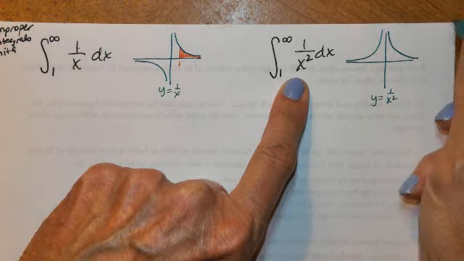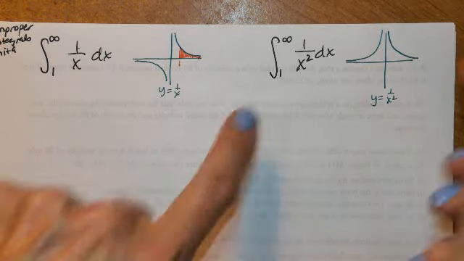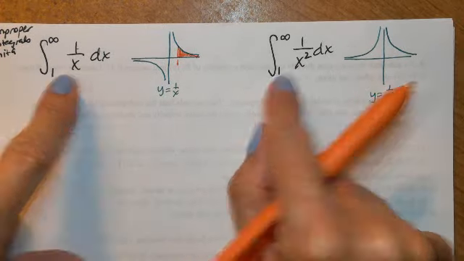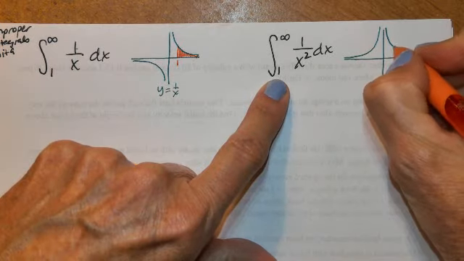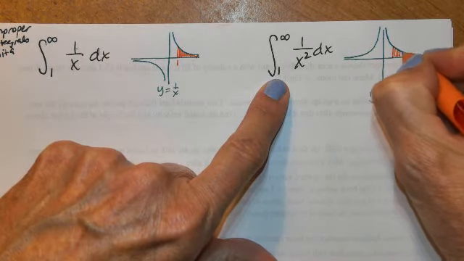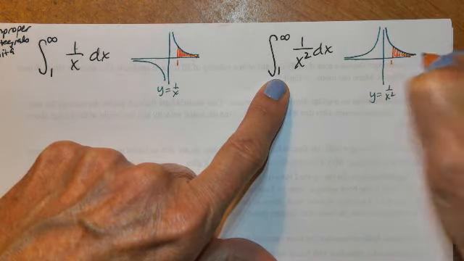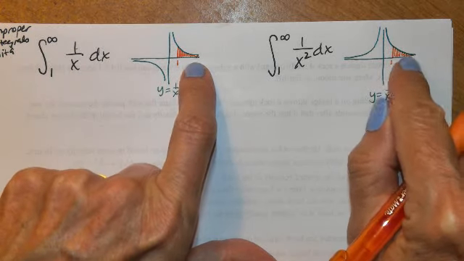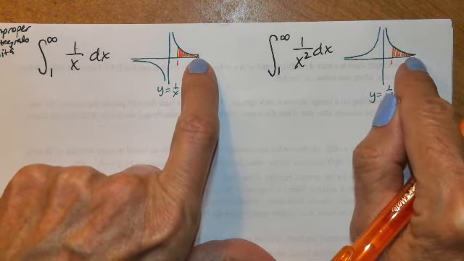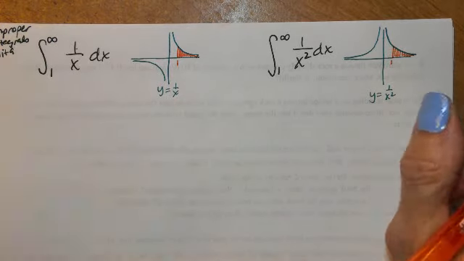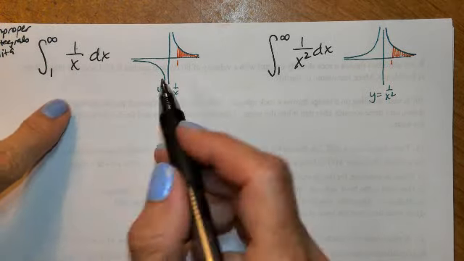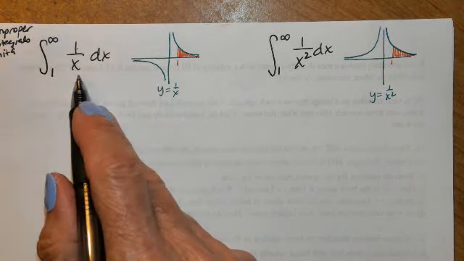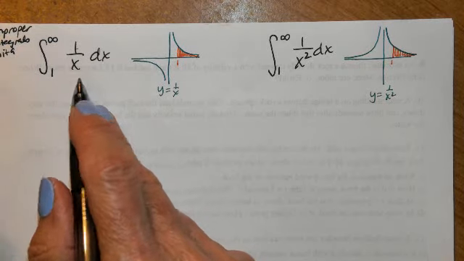Okay? So it looks fairly similar. From 1 to infinity, I'm looking at something that looks like that. Again, the area looks infinite because this curve never actually hits the x-axis, right? So let's go ahead and evaluate these integrals. It'll be a nice little review of improper integrals as well.